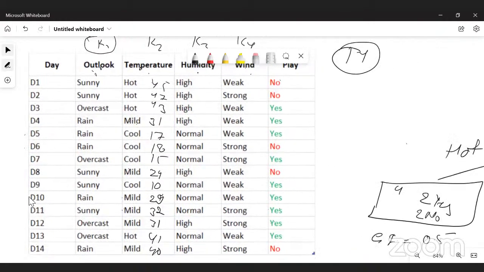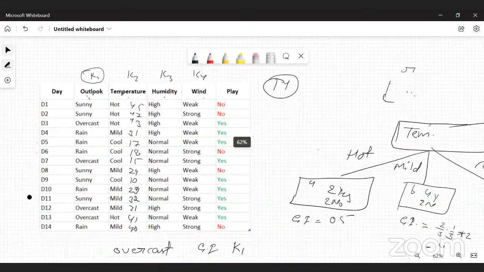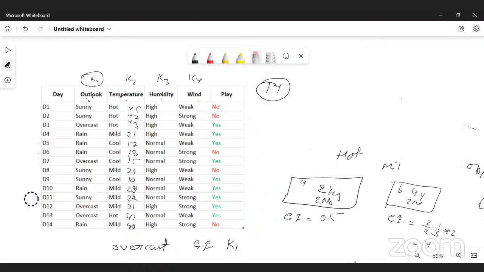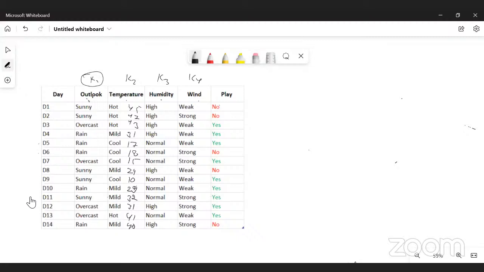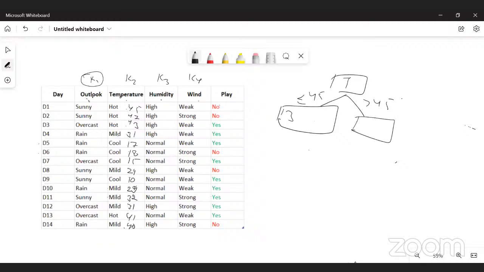So for this particular example, let's say I want to find the Gini index if I am splitting our data set using temperature. First I need to find the threshold, so I will go for all possible values. First I will check whether temperature is less than 45 or greater than 45. In this case, how many data points will be there? 1, 2, 3, 4, 5, 6, 7, 8, 9, 10, 11, 12, 13. All 13 points will be here, and one point will be here, right? This is if we are taking the threshold as 45.